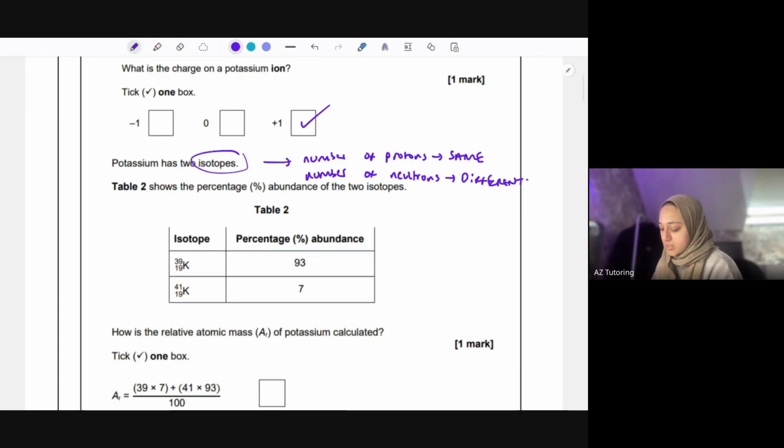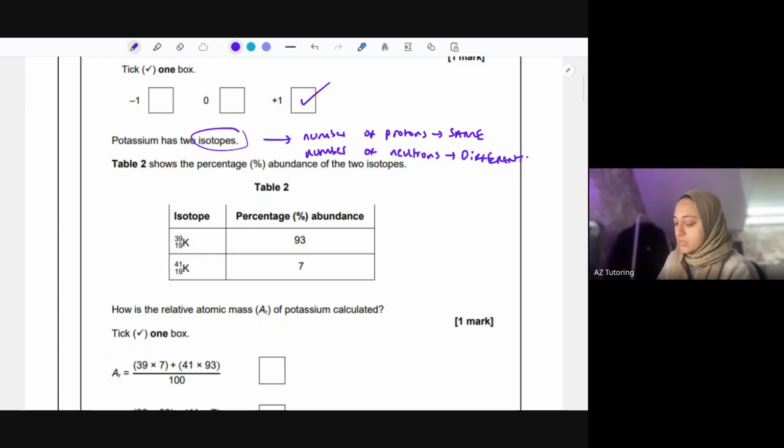Okay, so table 2 shows percentage abundance. The percentage abundance is how much of that is in abundance in the world. So for example, potassium-39, this one here, is 93% abundance, and then the other, potassium-41, is 7% abundance.